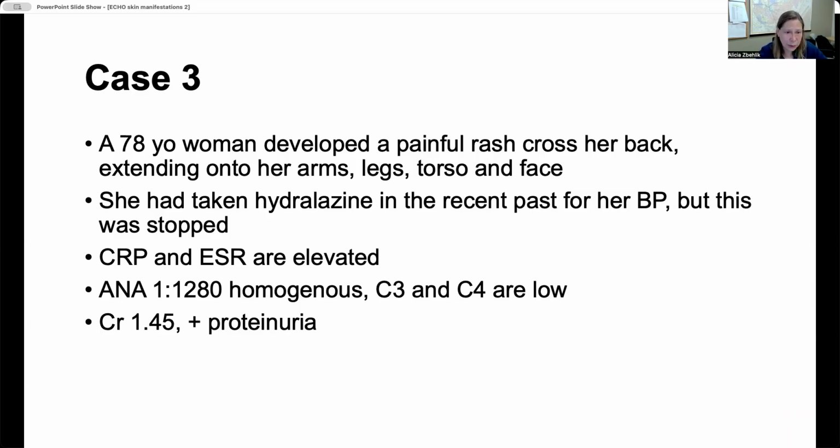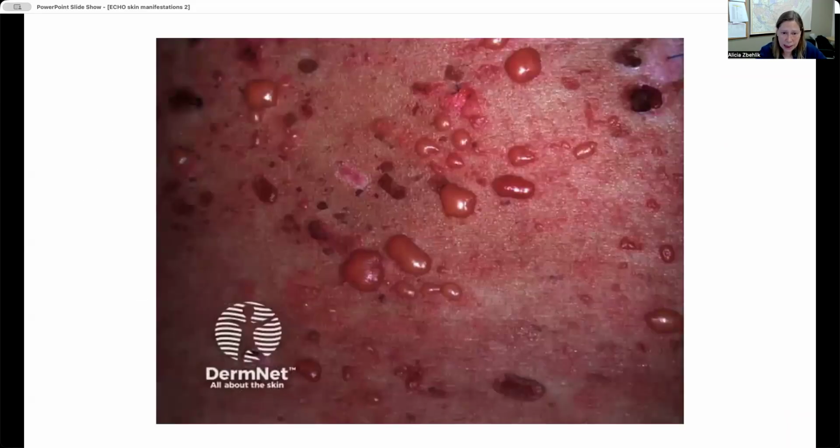Her sed rate and CRP were elevated. She had a pretty high ANA, and her C3 and C4 were low. She had a modestly elevated creatinine, and she had some proteinuria. Next slide, please. And this is an example of what her rash looked like.